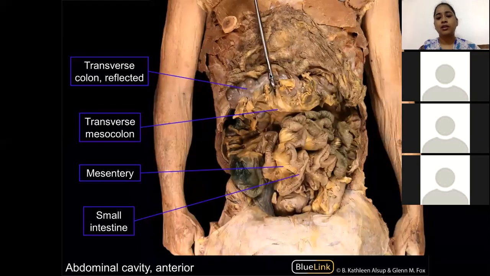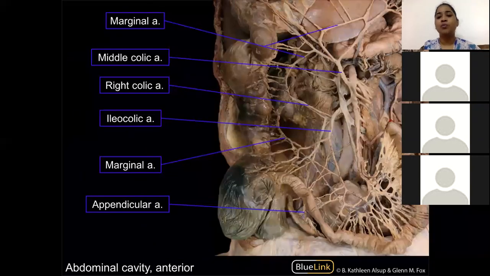So we had understood the large intestine and small intestine differences. Now what we will do is we removed the small intestine here. This is the large intestine. Now what we did is, this is the small intestine. You can see the difference between the large intestine and small intestine.